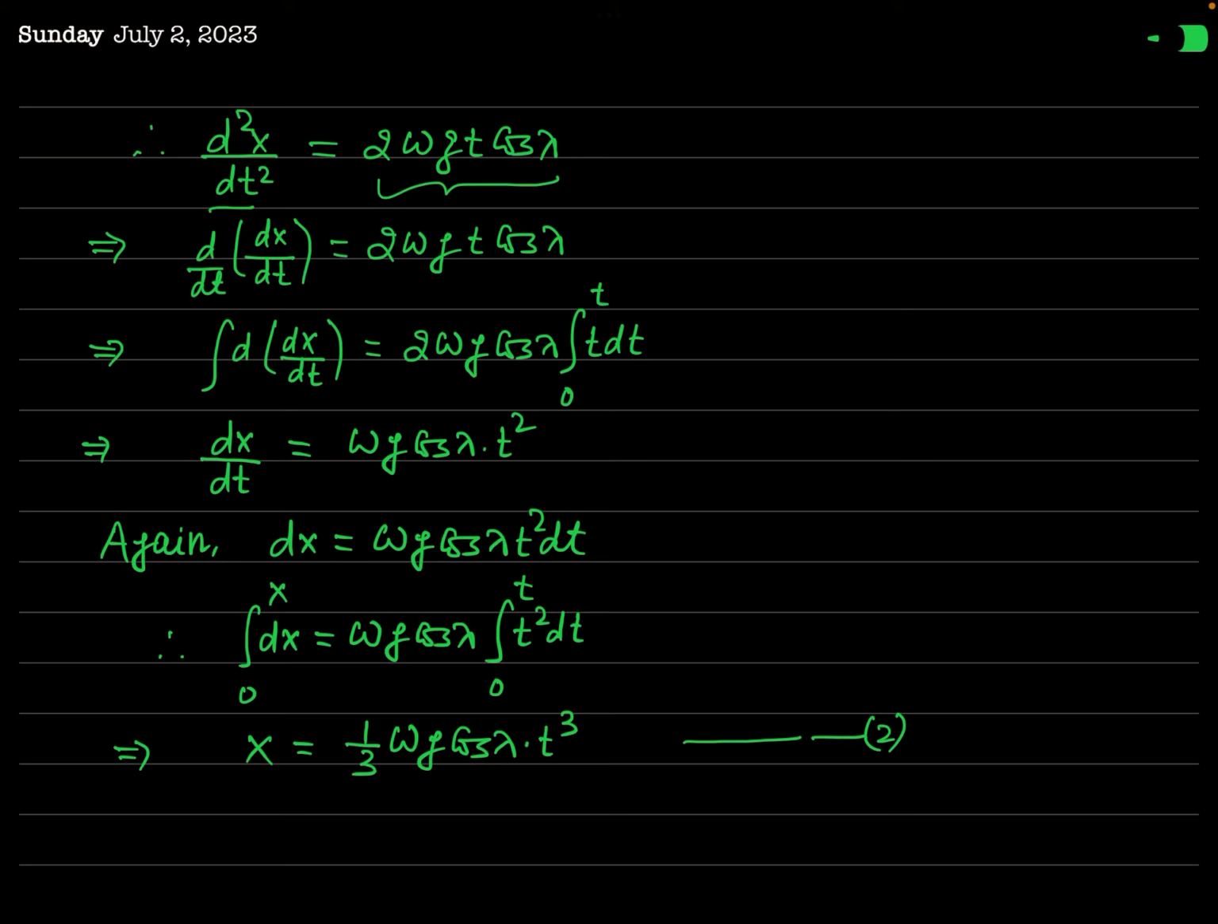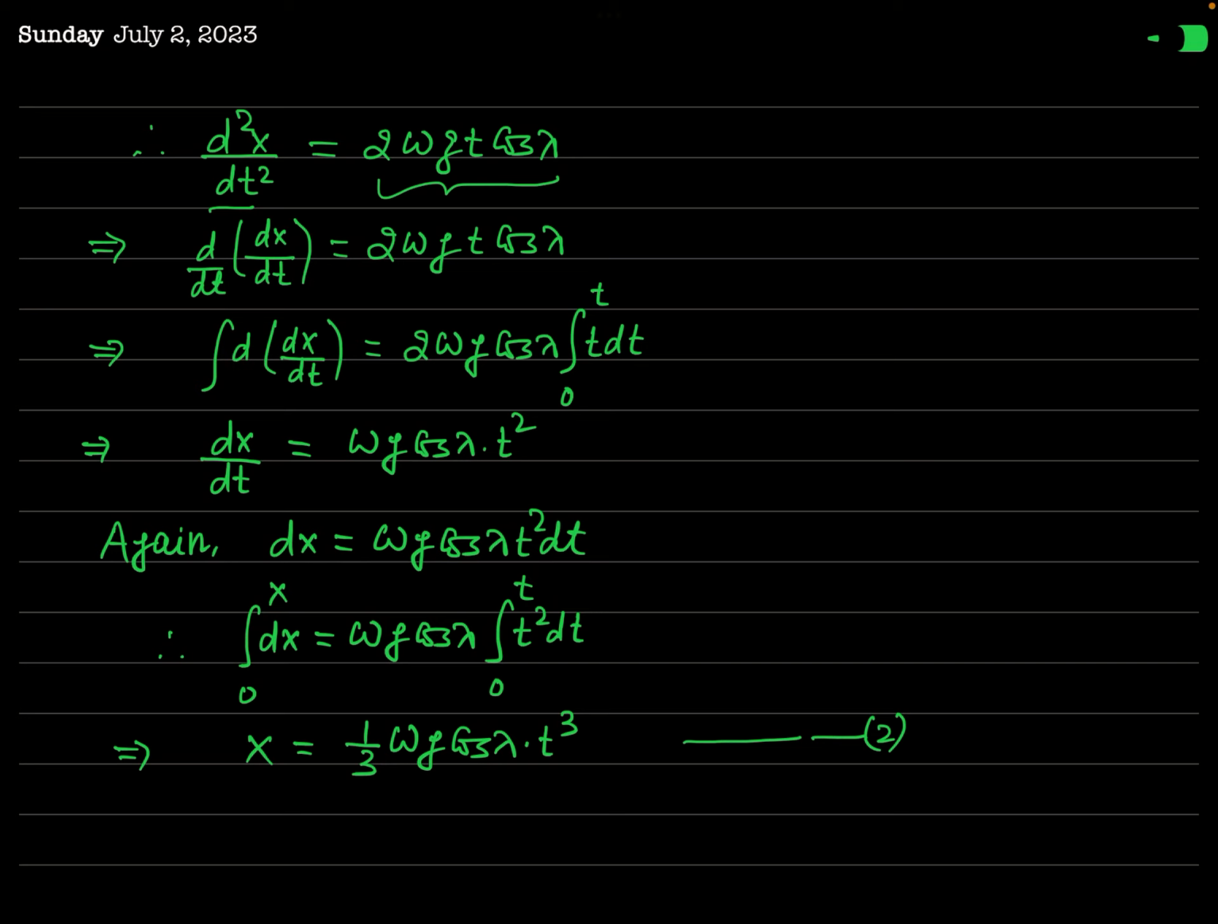Now, solving this differential equation, our aim is to find x. But you can see, since here there is a second order derivative of x and your aim is to find x, definitely you have to integrate two times. When you integrate one time, you will get dx by dt, and when dx by dt is integrated, then you will get x. So definitely we will have to integrate two times.